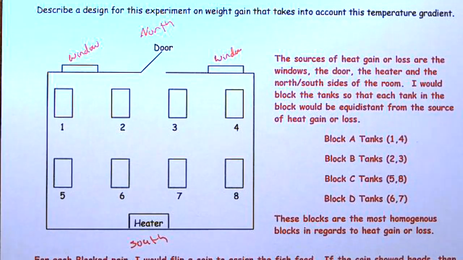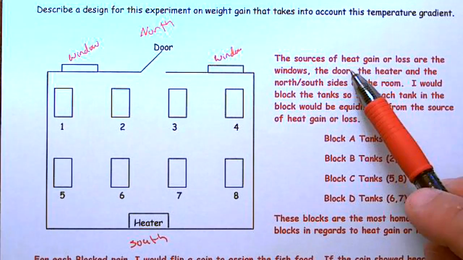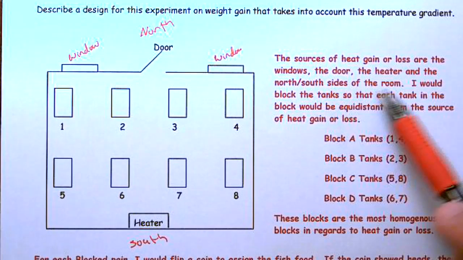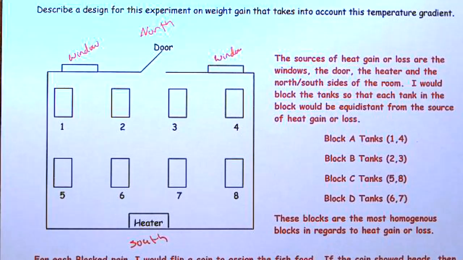So let's talk about those things. Let's write them down so that the reader knows we know something. The sources of heat gain or loss are the windows, the door, the heater, and the north and south sides of the room. So I would need to block so that each tank in the block would be equidistant from the source of heat gain. Remember, in a block, you want the blocks to be as similar as possible.